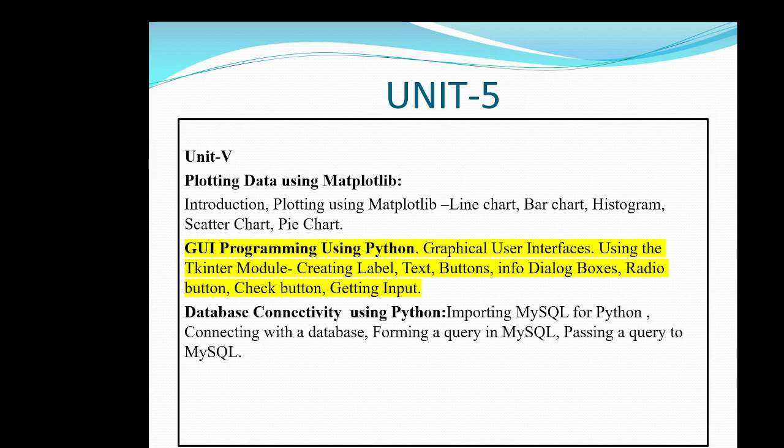Today in this video, I wanted to present about GUI programming using Python. So here we are going to talk about the Tkinter library, that is Toolkit Interface library, which is specifically meant for graphical user interface. And this library is going to help us to create different GUI widgets like label, text, buttons, dialog boxes, radio buttons, check boxes or check buttons, and getting inputs. So let us go into this concept.